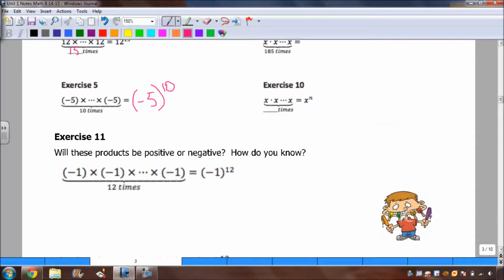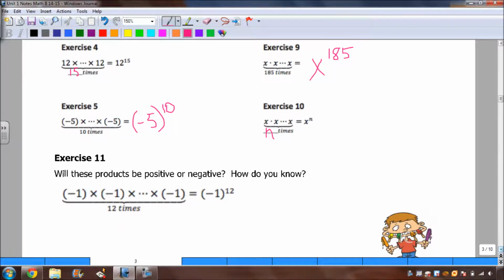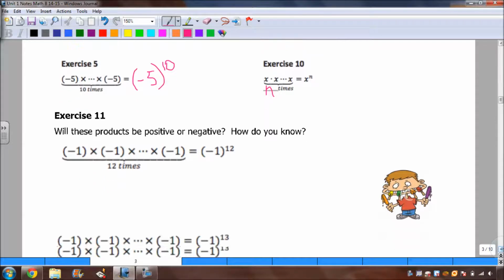In number 9, x is being multiplied by itself 185 times. So the answer to this should be x to the 185th power. And then lastly, number 10, you should get that x is being multiplied by itself n times. Now, in number 11, will these products be positive or negative? How do you know? Well, in the first example, we have negative 1 multiplied by itself 12 times.